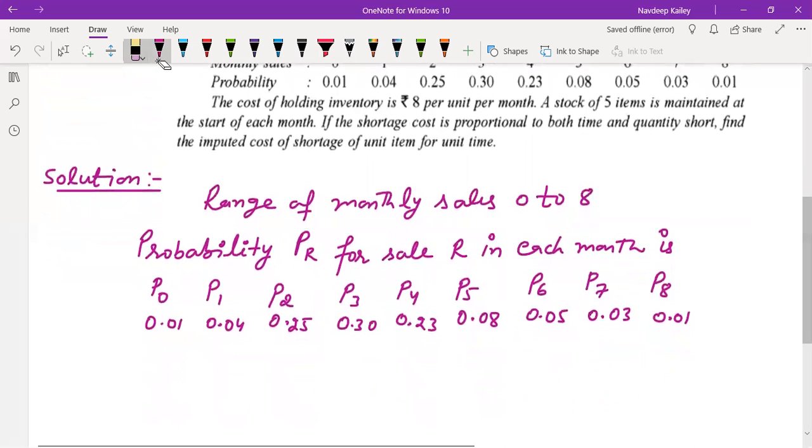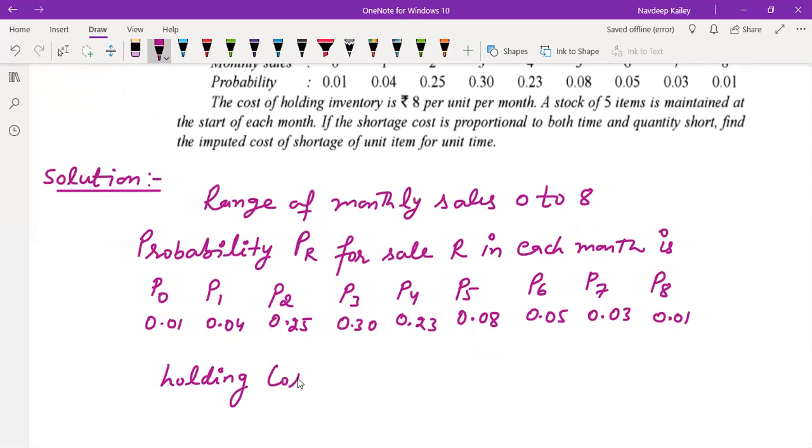The cost of holding inventory is rupees 8 per unit per month. That is, the holding cost C1 is rupees 8 per unit per month.